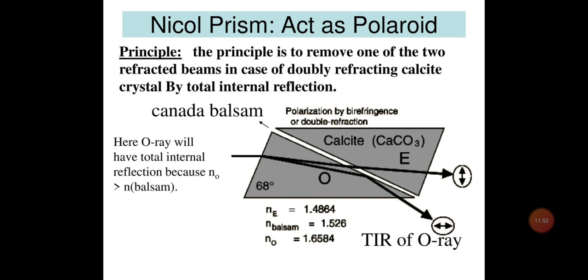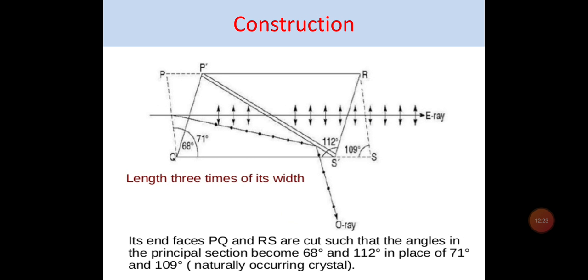You can see here in the figure I have shown Ne, No and N balsam, that is the refractive index for extraordinary ray, which is 1.4884. For ordinary it is 1.6584, and for the Canada balsam layer, which is in between, it is 1.526. Okay, so it means the refractive index of ordinary ray is more than that of the Canada balsam layer, and of extraordinary ray it is less. We will discuss this point later. So we will talk about the construction of this Nicol prism, how this Nicol prism is constructed.